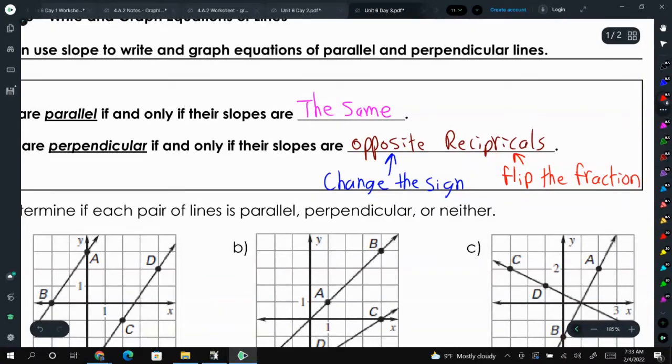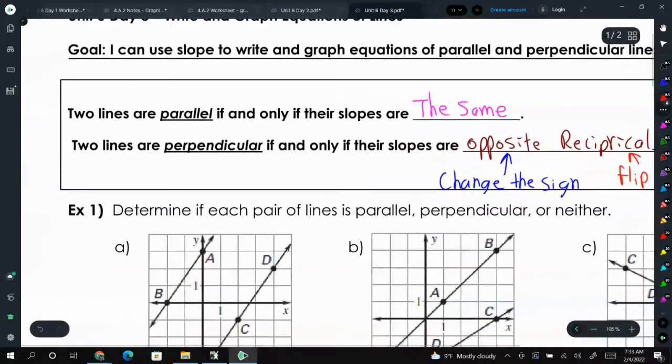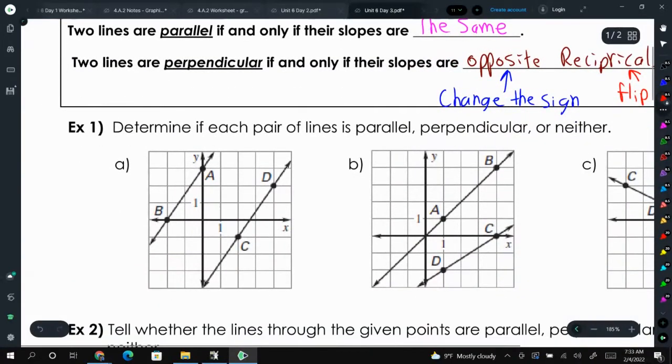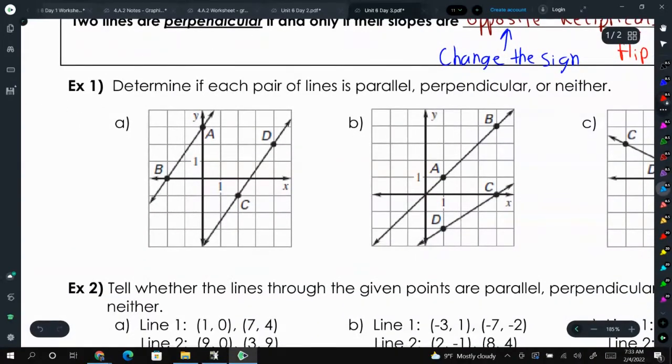So let's look at these lines here and see if they're parallel, perpendicular, or neither. I like counting from left to right. So I go up 1 and right 2. So the slope of this light blue line is 3 over 2. And then I go to line CD, I go up 3 and right 2 as well. So that slope is also 3 over 2. So these are parallel lines.